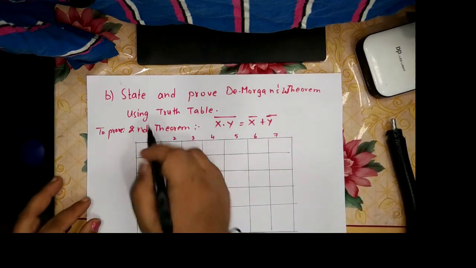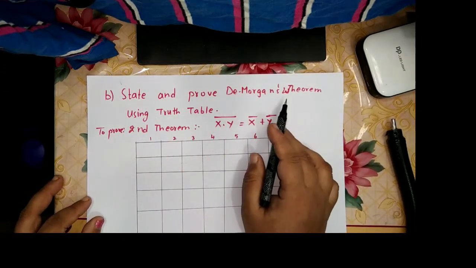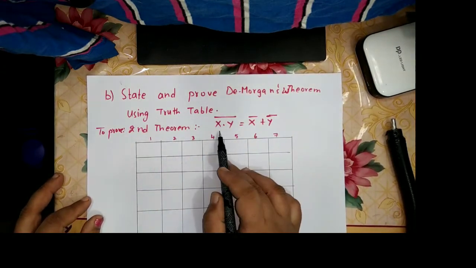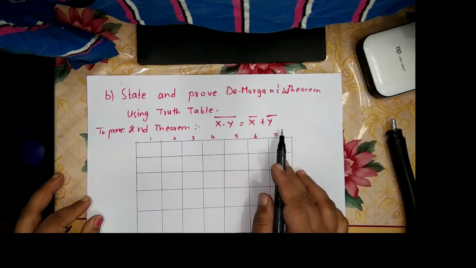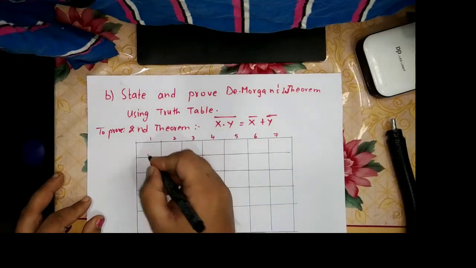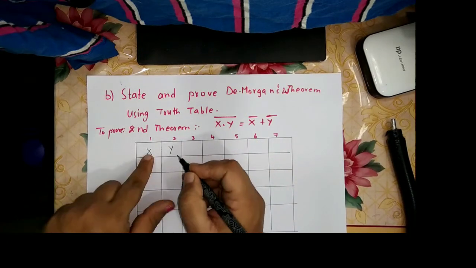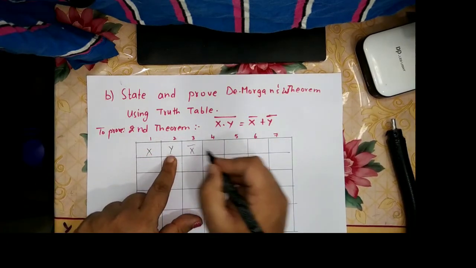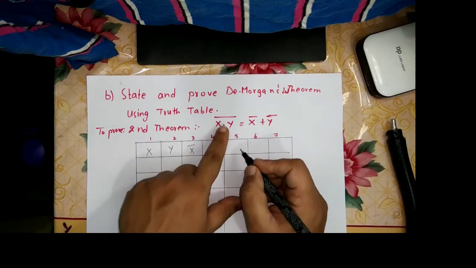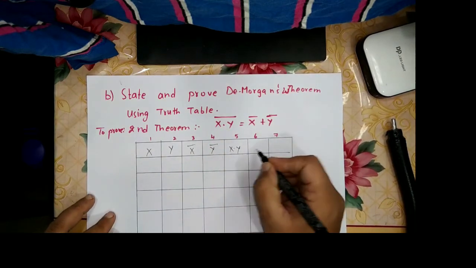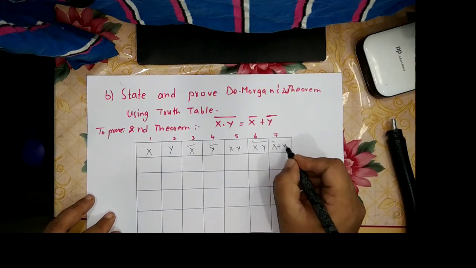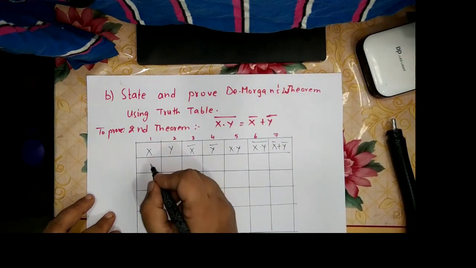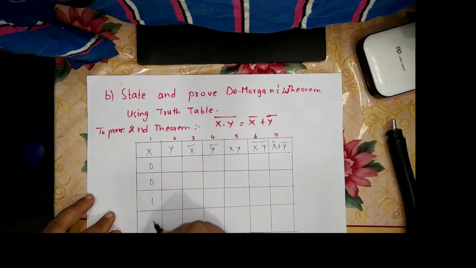Okay, now we are seeing De Morgan's second theorem. The second theorem states that x dot y the whole complement is equal to x complement plus y complement. So here now I think it is easier. We write x y, and then we write x complement, y complement. Then we want x and y, and then we want x and y the whole complement, and x complement plus y complement.